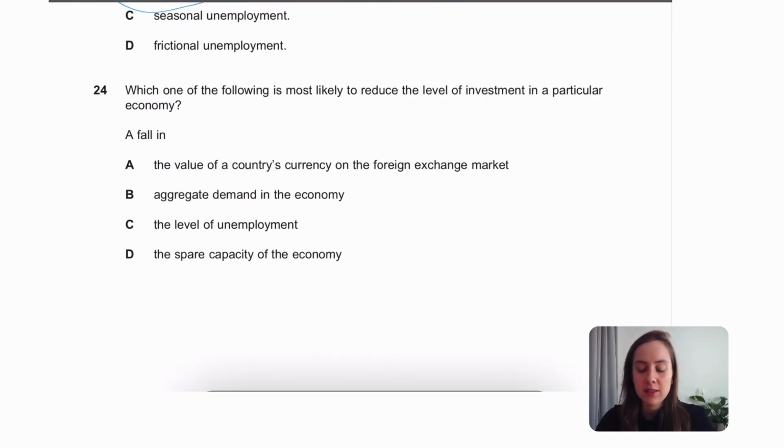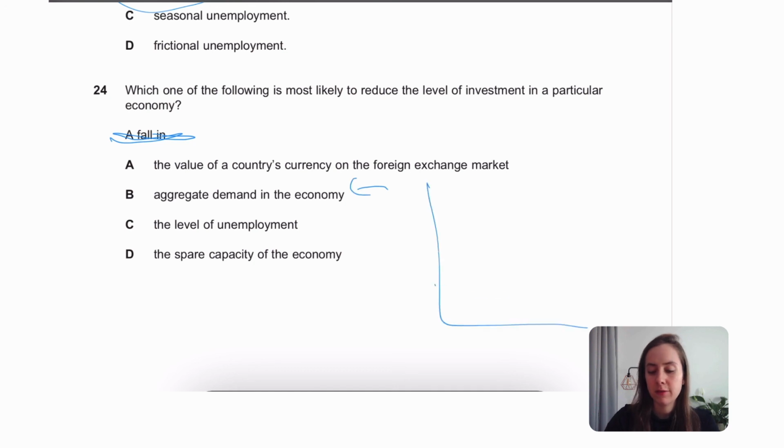Which of the following is most likely to reduce the level of investment in a particular economy? So investment is done by firms. They are investing because they think they will sell lots of goods and services with the higher output that they can produce with the machinery. So a fall in aggregate demand, this looks to be the answer.